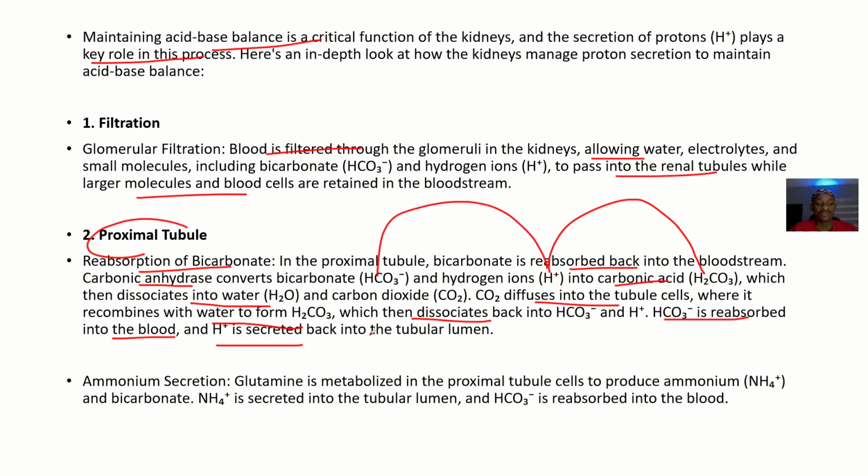So let's have it. Okay, there's also ammonium secretion. So glutamine is metabolized in the proximal convoluted tubule to produce ammonia, that's NH4 plus, and also bicarbonate. So this NH4 plus is secreted into the tubular lumen, and bicarbonate is reabsorbed into the blood.